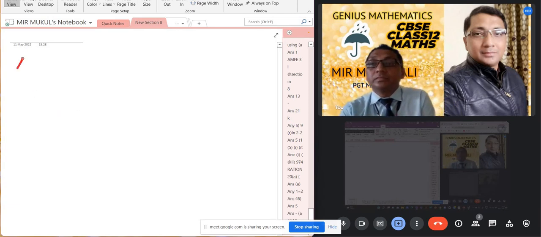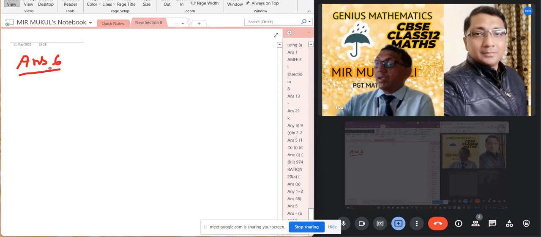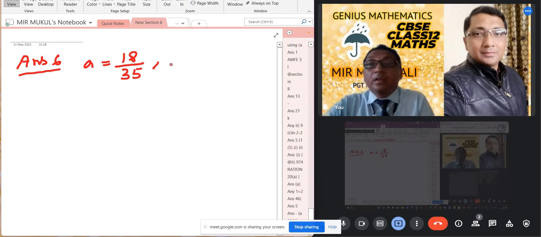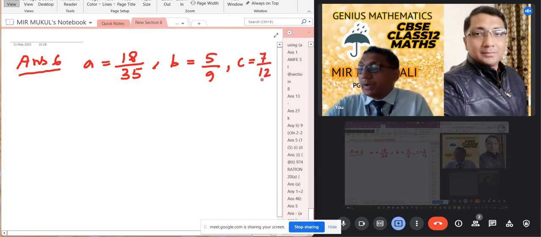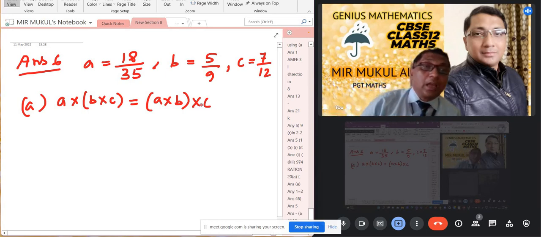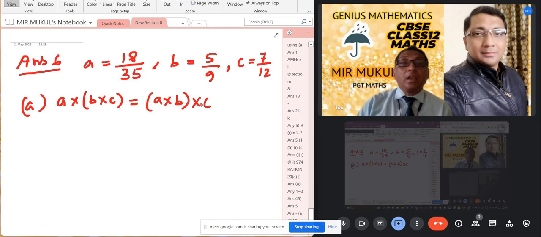Now, answer 6. If A equals 18 by 35, B equals 5 by 9, and C equals 7 by 12, then we have to verify, as I am showing you, A into B into C should be equal to A into B into C. Right? That means we just have to verify whether left hand side equals right hand side or not.